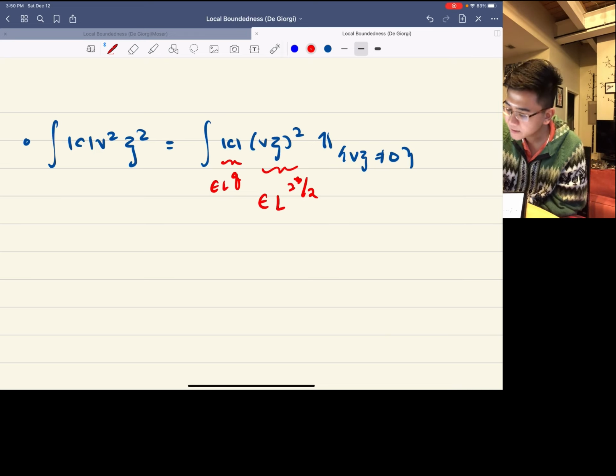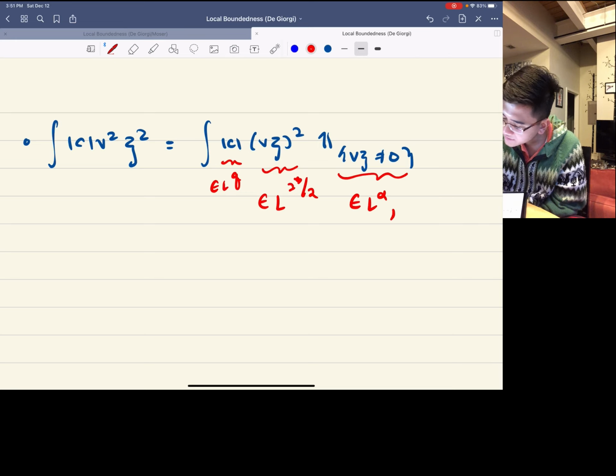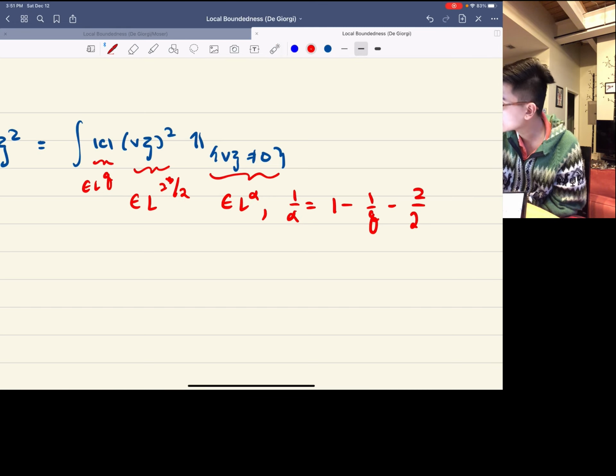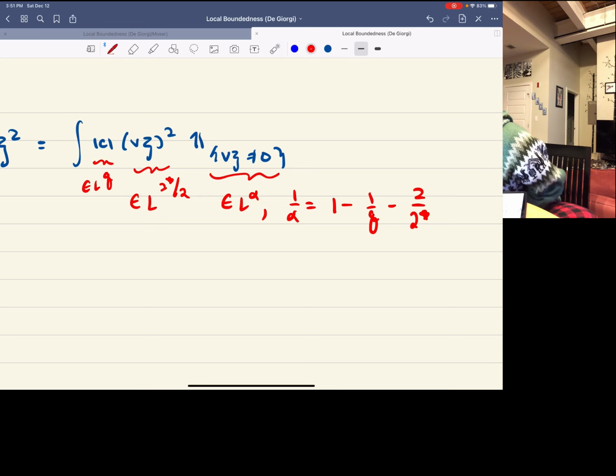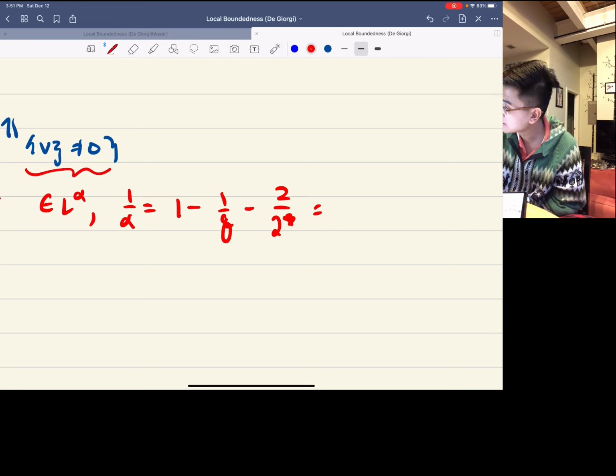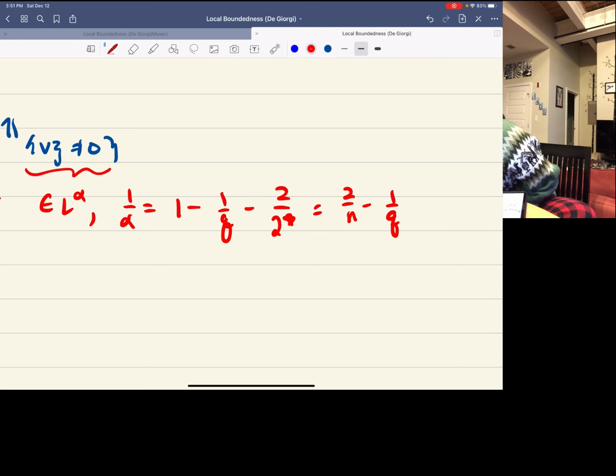It's below 2 star, which leaves us that we estimate this term as being an element of L alpha, where 1 over alpha is equal to 1 minus 1 over q minus the reciprocal of this term, which is 2 over 2 star. And did I compute that? That is equal to, what do I have there? 2 over n minus 1 over q. So it's just algebra. So this is equal to 2 over n minus 1 over q. Is that right? I think so.